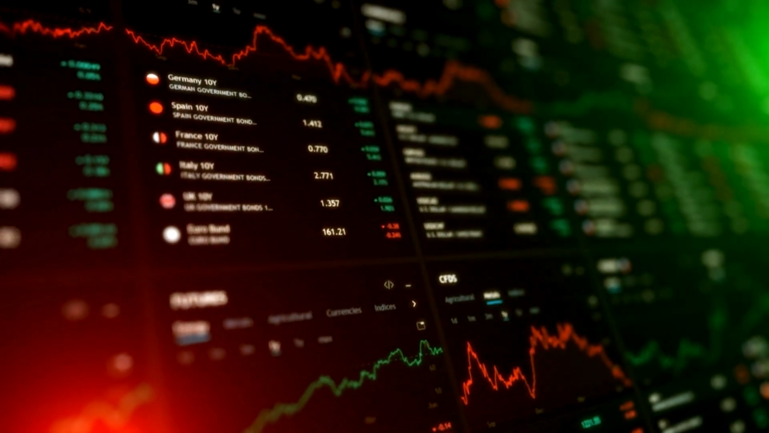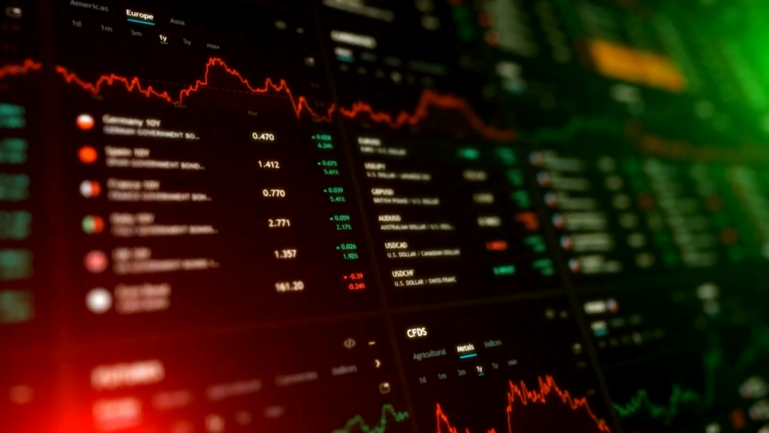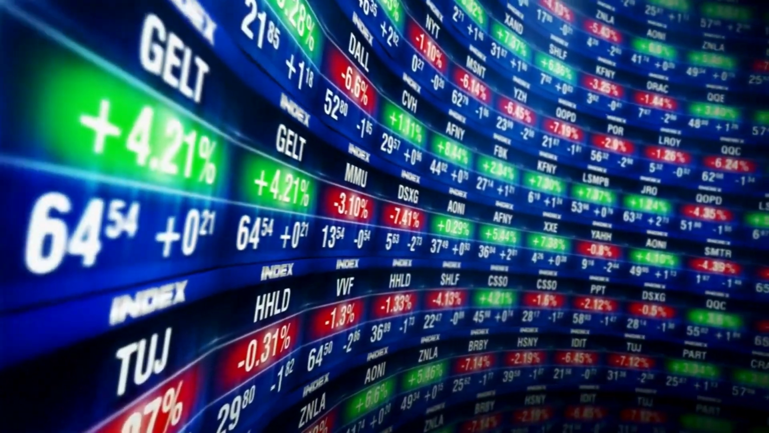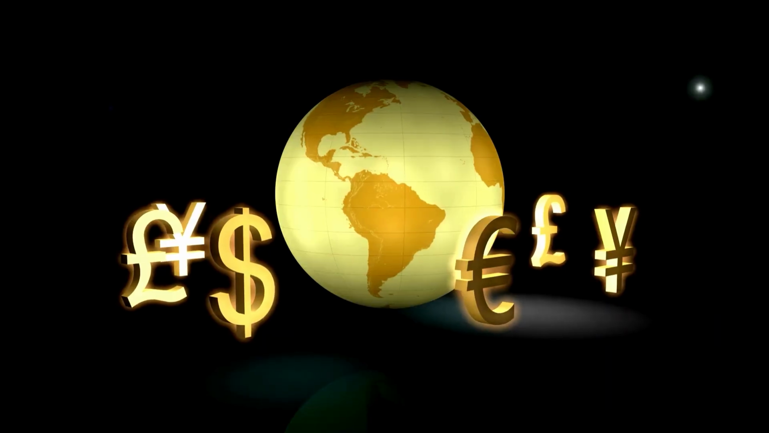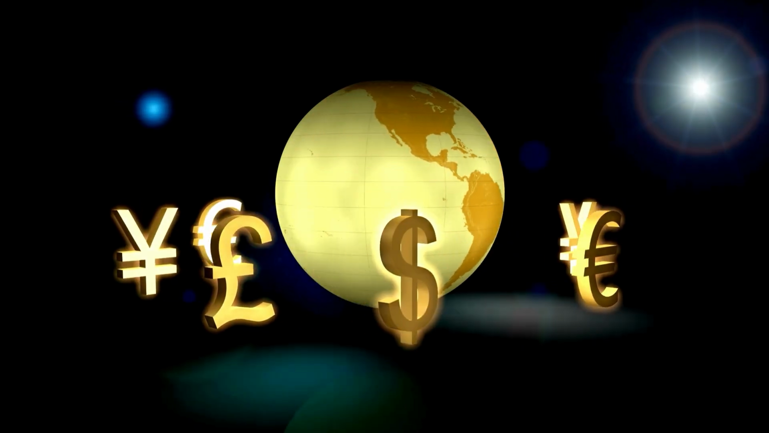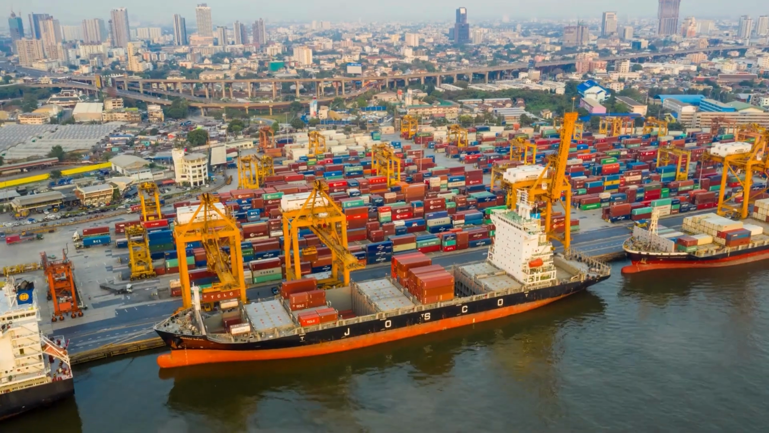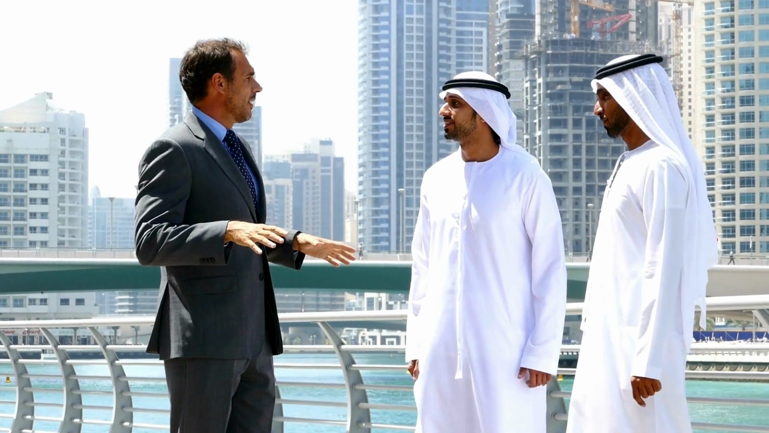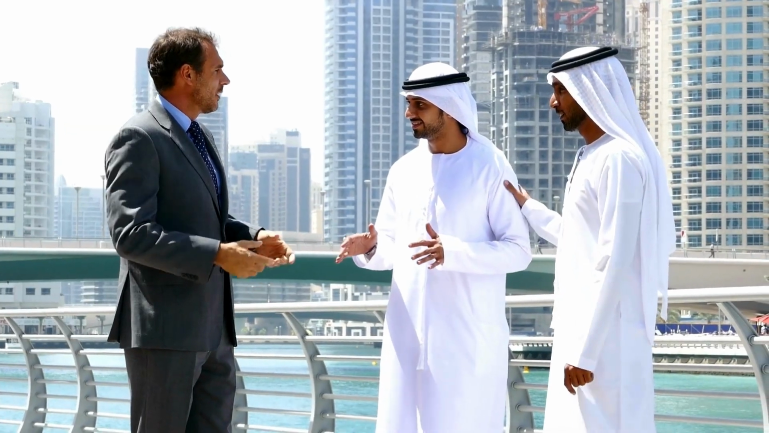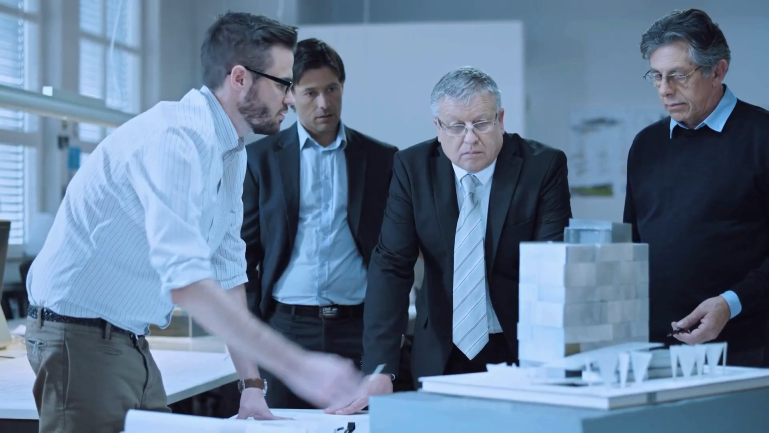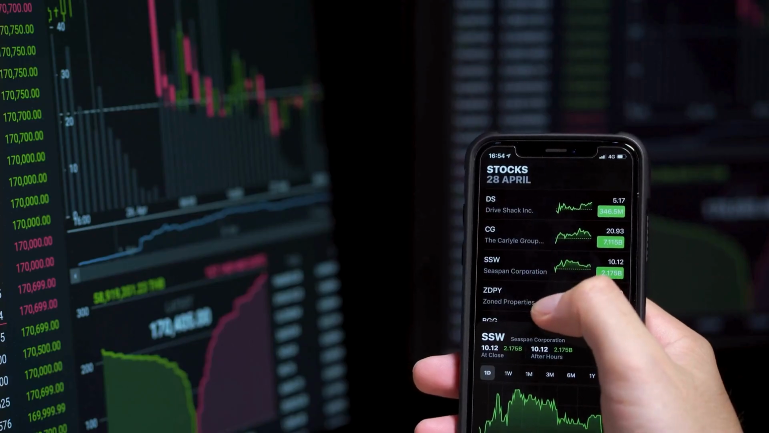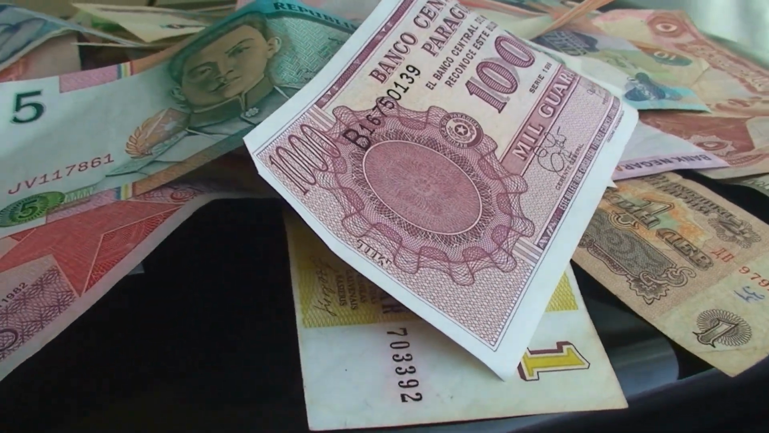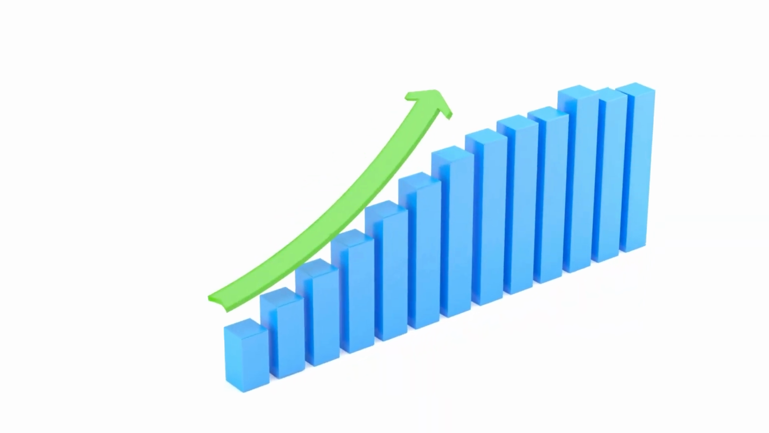This constant balancing act happens every day in global financial markets, making exchange rates some of the most dynamic prices in the world. Demand for a currency can come from many different sources. For example, when a country exports a lot of goods and services, foreign buyers need that country's currency to pay for them. Similarly, if international investors see opportunities, like buying stocks, real estate, or government bonds in that country, they need the local currency, which pushes its value higher.